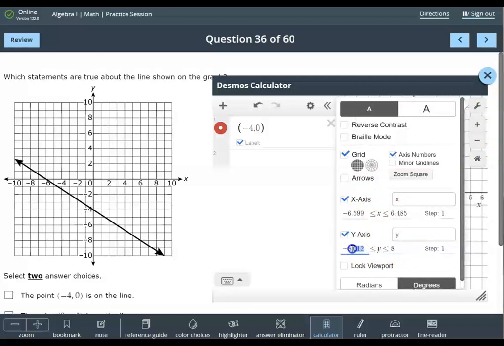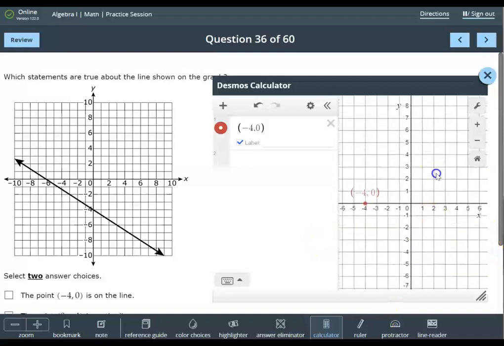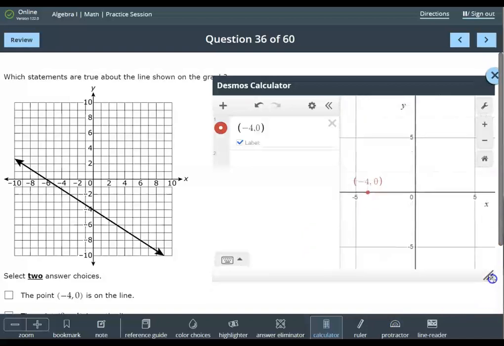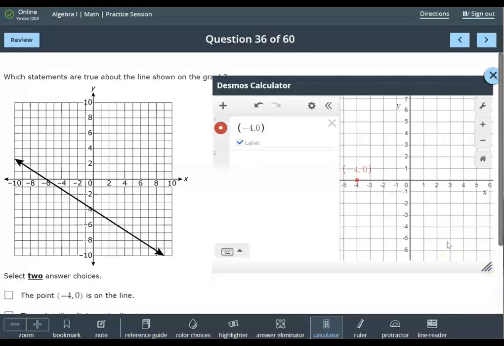Let's do -8 to 8. -6 to 6. If I zoom in just a bit, I'll be able to see those grid lines. And now, if I pull this up just a bit, whoop, it didn't like that. Okay, there it is. -40, is that a point on the graph?